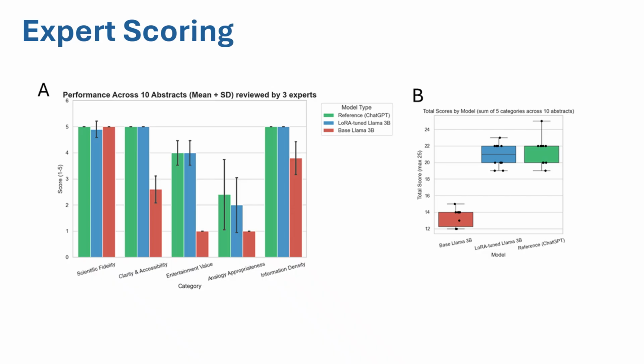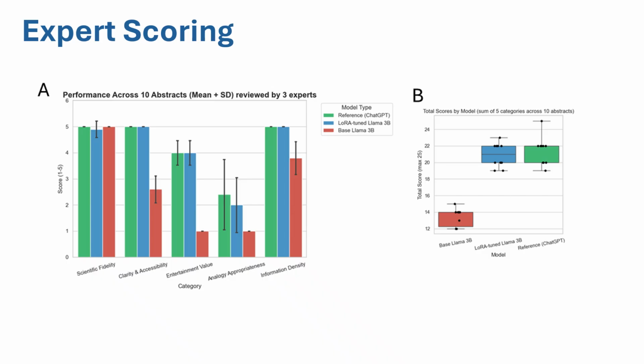So the results of the blind audit provided the ultimate validation, I think. As you can see in panel B, my fine-tuned Llama model achieved a near perfect parity with the GPT teacher standard, and both models maintained identical median aggregate scores of 21 out of 25. And this represents a massive leap over the base model score of 13.